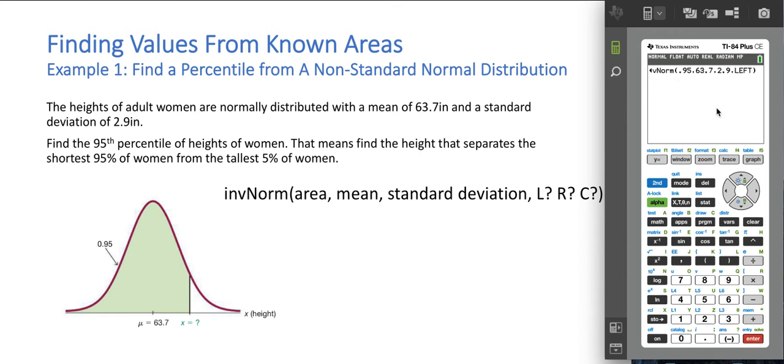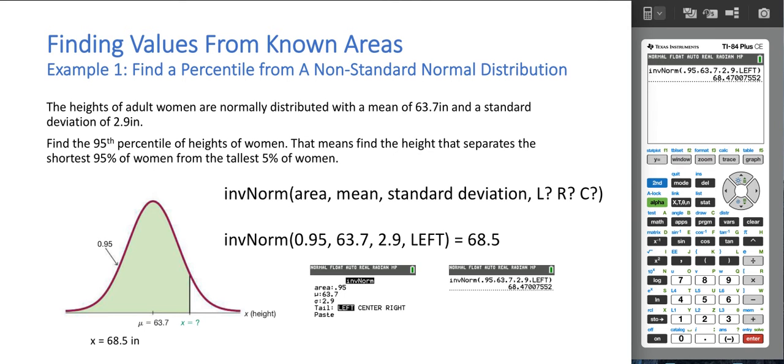It looks like this on the main screen. And the value, that x value, is approximately 68.5. So that means that 95% of all women are shorter than 68.5 inches, and 5% of all women are taller than 68.5 inches. Those calculations that I just did on the newer calculators I've summarized here.